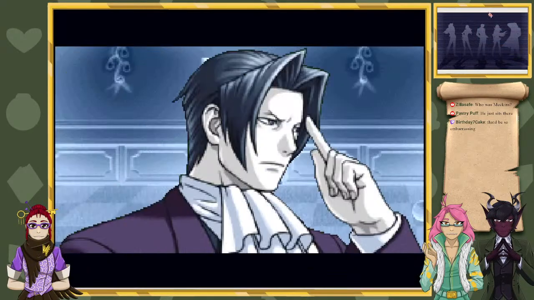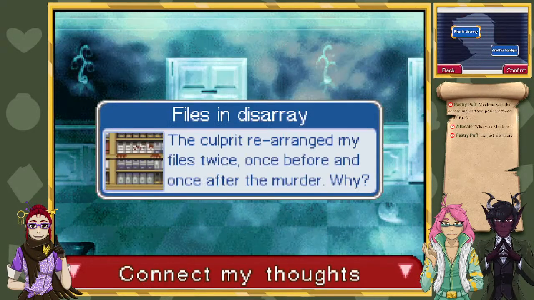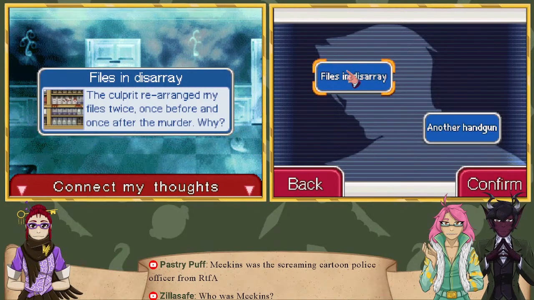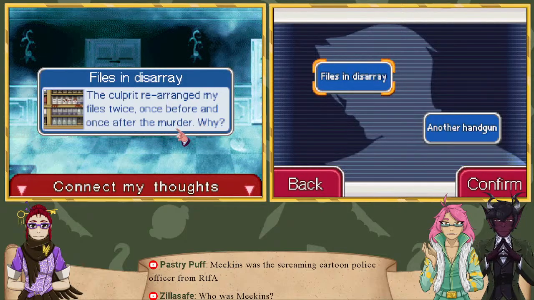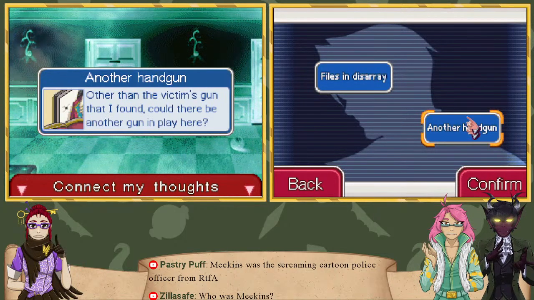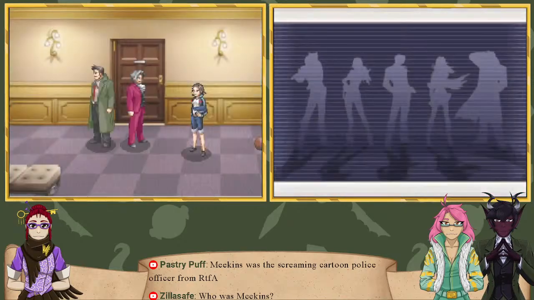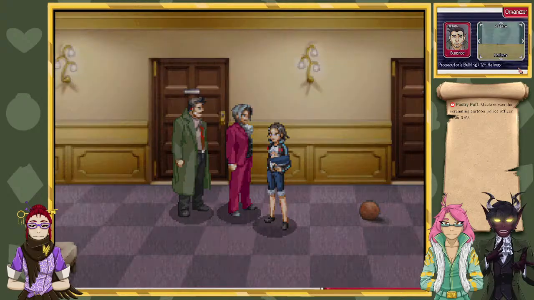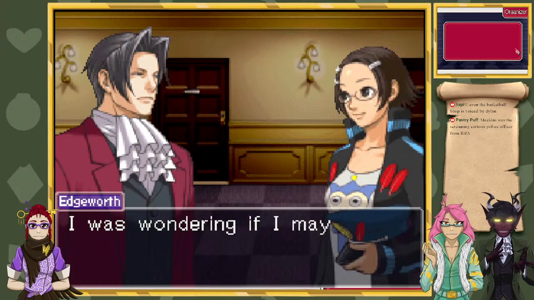Oh, we need to do logic? We haven't done some logic. I don't think these connect to each other. Culprit rearranged the files twice, once before and once after the murder. Yeah, why? I don't think it's anything good. Let's talk to Maggie. Okay. I think that's the only thing we haven't really done yet. Even the basketball hoop is voiced by Dylan. That's so true. Swoosh.